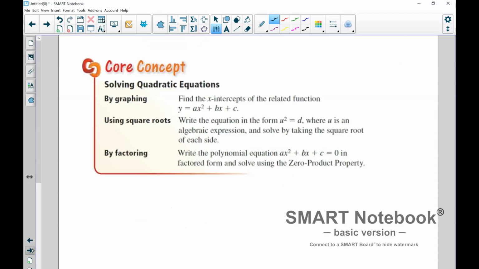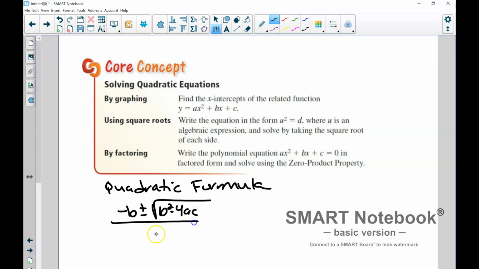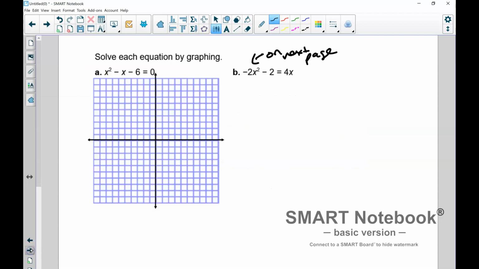So solving quadratic equations. So there are 3 ways to solve. There's another way. There's 4 ways. To solve quadratic equations, you can solve by graphing. You can solve by using square roots. You can solve by factoring. Or the last way is to use the quadratic formula. I don't know why that's not in this lesson. But the quadratic formula is -b plus or minus the square root of b squared minus 4ac, divided by 2a. So these are the 4 ways that you can find the roots, find the solution, find the x-intercepts. So we're going to focus largely today on graphing and square roots, and I'm going to throw some factoring in there while we're at it.